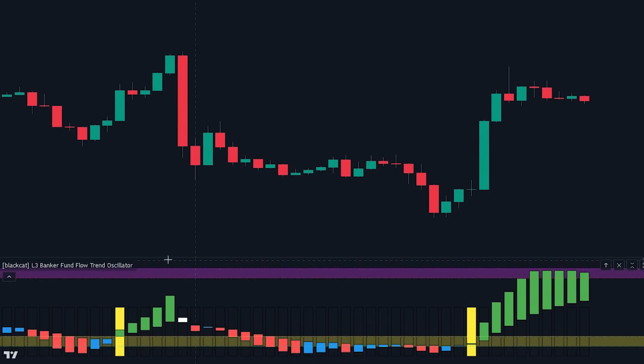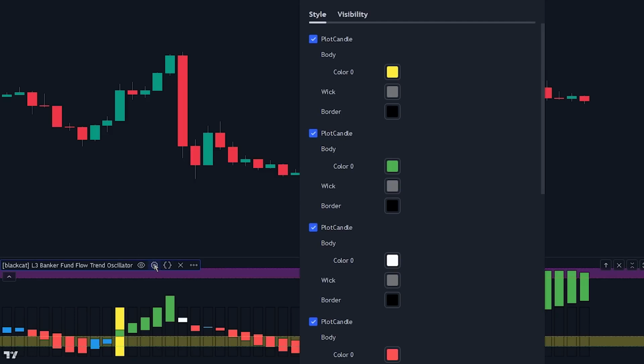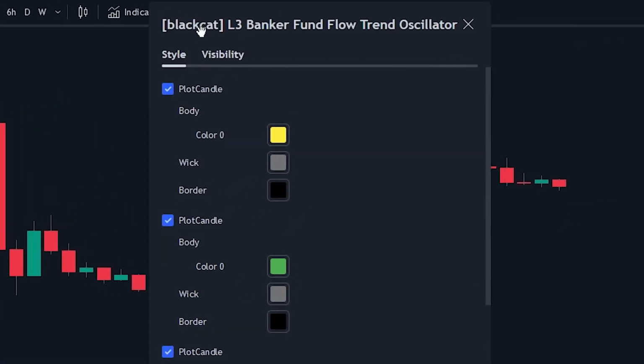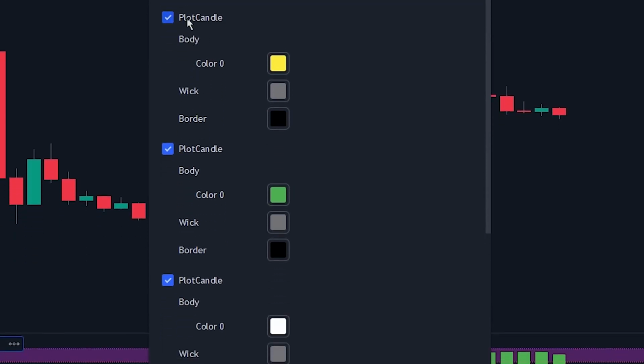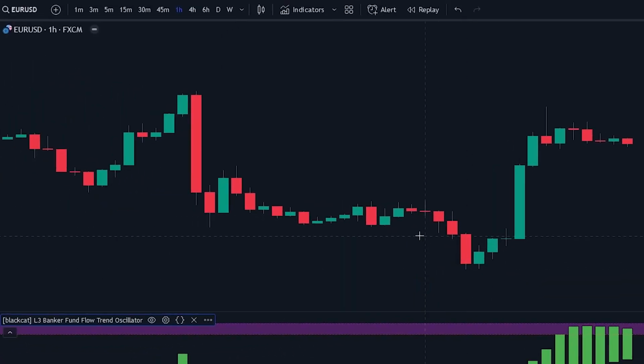Now let's change the indicator settings. To do this, navigate to the Banker Fund Flow Indicator Settings tab. As you can see, the input settings can't be changed, therefore, we will only be changing the style settings of the indicator. We will be unticking the upper plot candle checkbox. That was all that we needed to do.